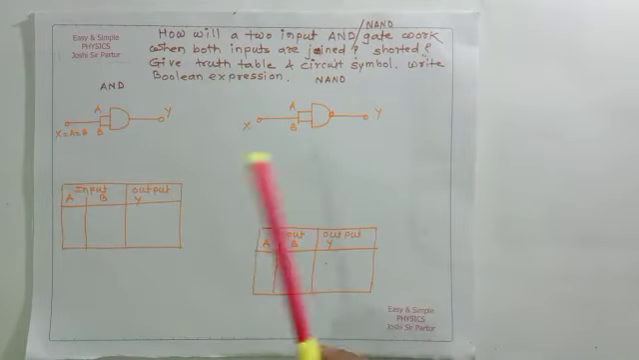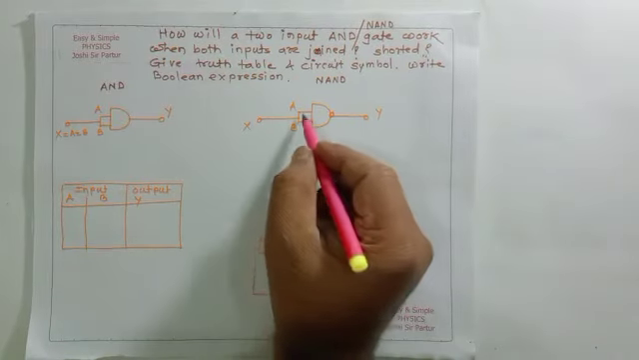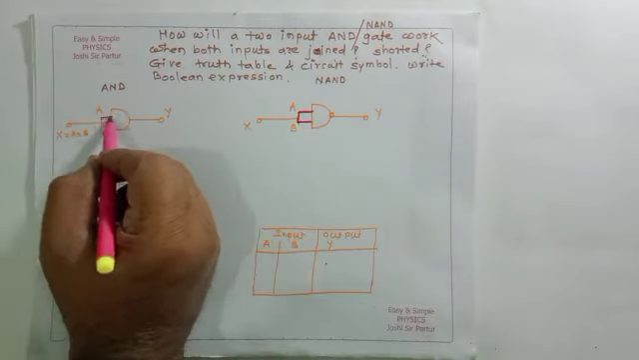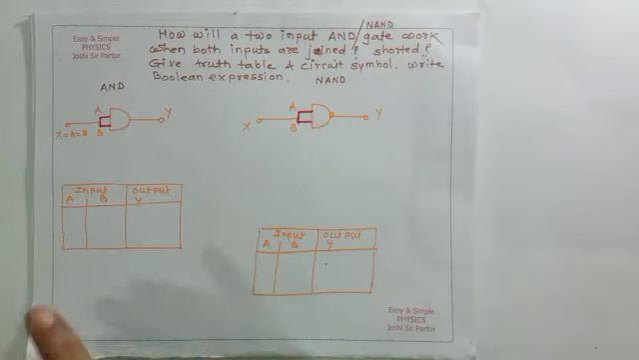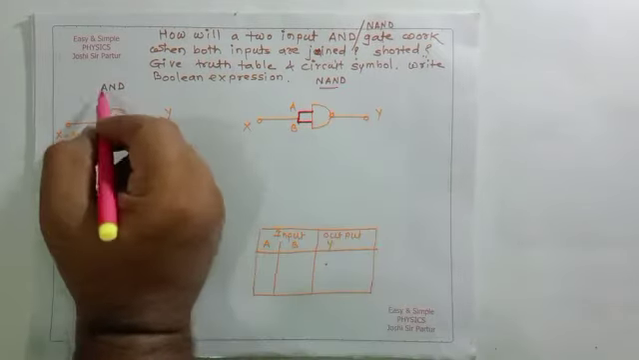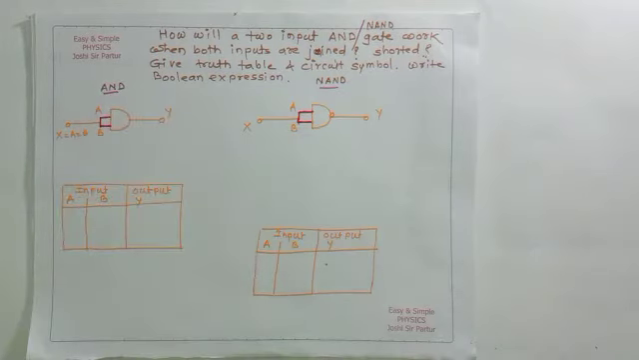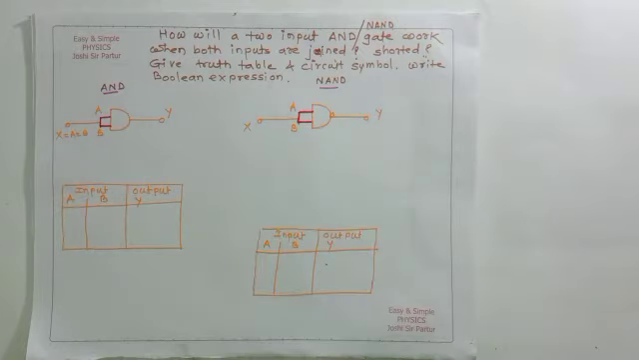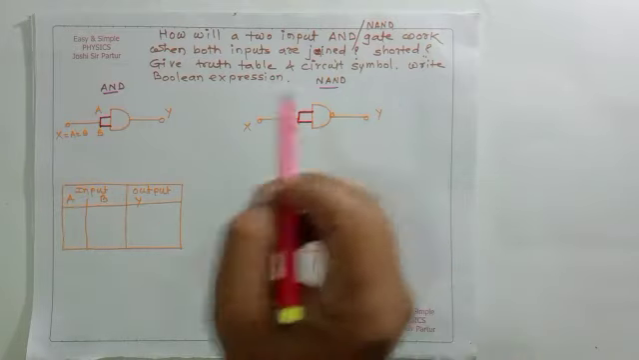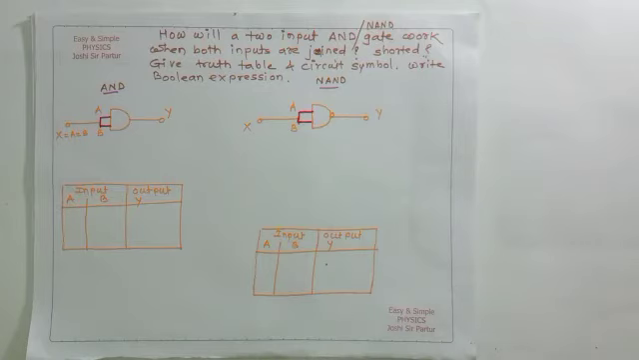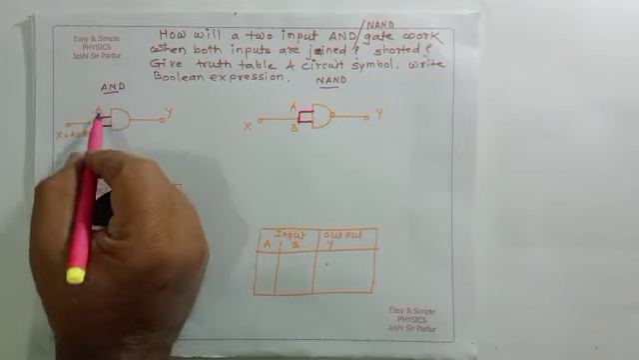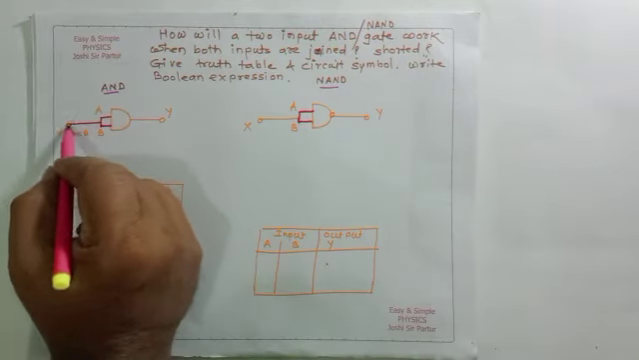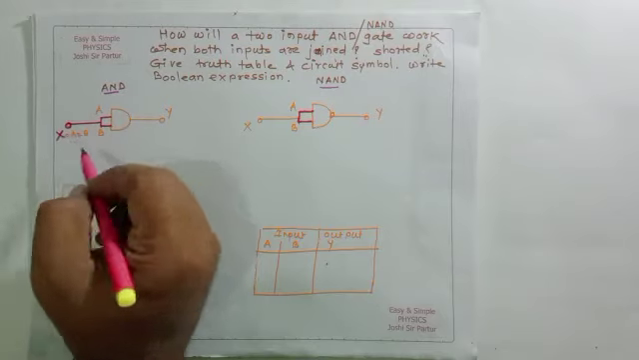See here, when both inputs, this input A and this input B, are joined, the AND gate and NAND gate are shorted. Give their truth table, the circuit symbol, and write their Boolean expression. When two inputs are shorted in the AND gate, only one input is there. That input is named as X.